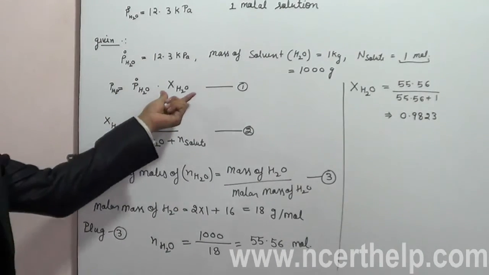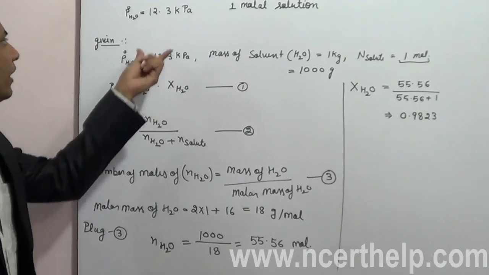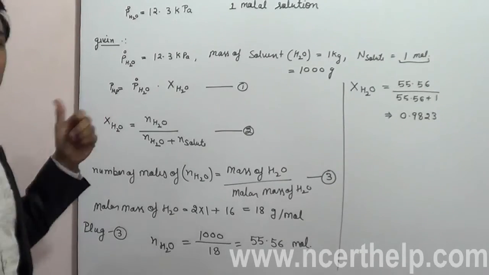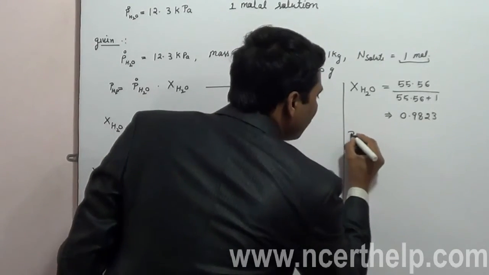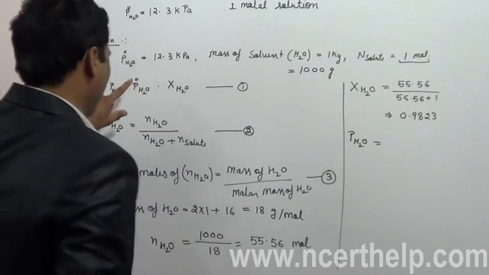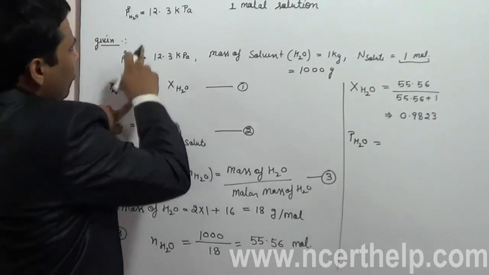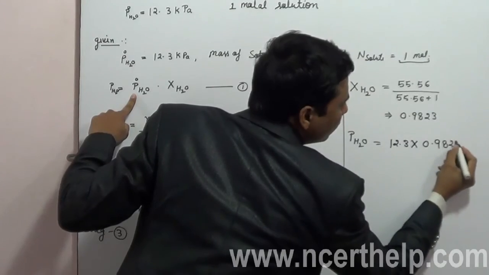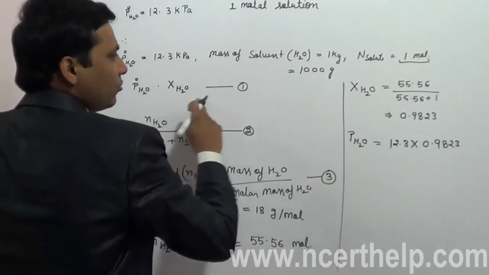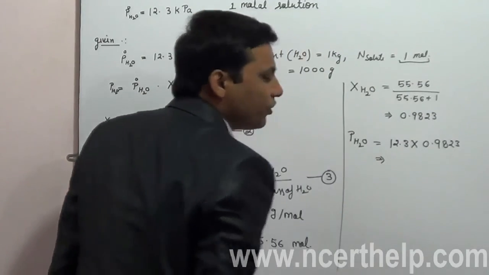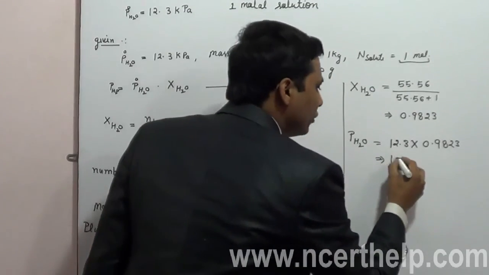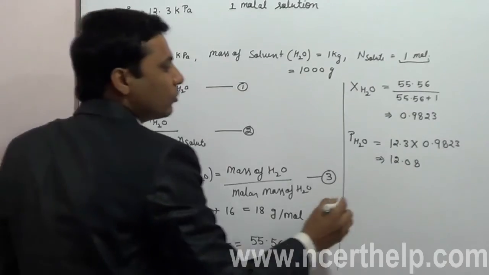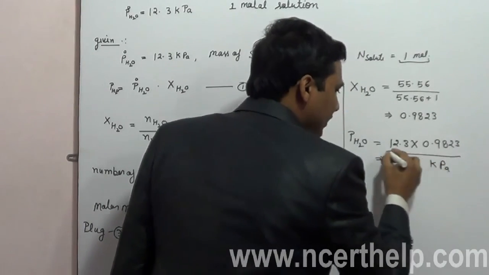So we have calculated this value, and we know this value, it is equal to 12.3 kilopascal. So we can calculate the partial pressure of H2O. Our partial pressure of H2O will equal the pressure of pure H2O, it is 12.3, times the molar fraction X of H2O, the value is this. And after calculation, we get 12.08, and here the unit of pressure is kilopascal. So we will write here kilopascal. This is our answer.